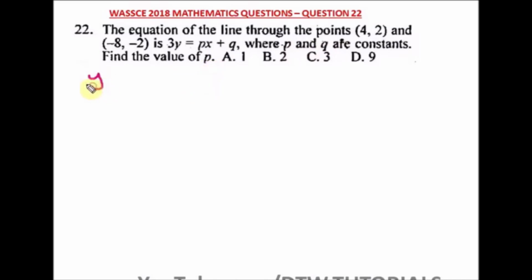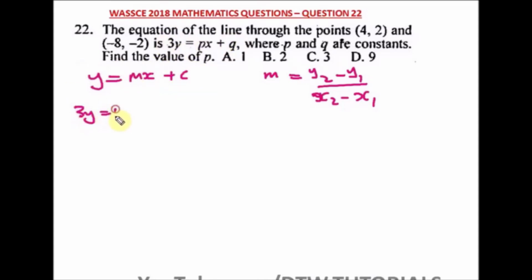Okay, what's the formula for finding the equation of the line? It is what? y is equal to what? mx plus what? c, where m is what? The gradient of the line. Okay, and m, or gradient or slope of the line, and m is equal to what? y2 minus y1 over x2 minus what? x1. Okay, and we're told this is the equation of the line. Okay, so let's try to simplify this equation to become as this. Okay, so we have here 3y is equal to px plus q.